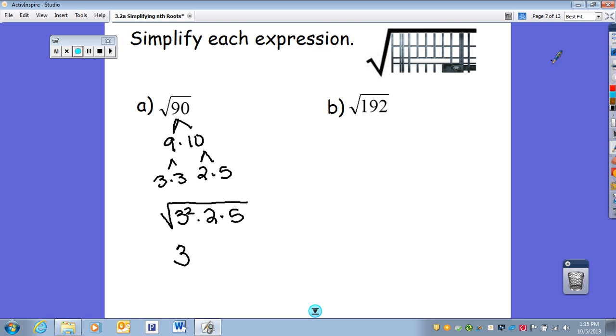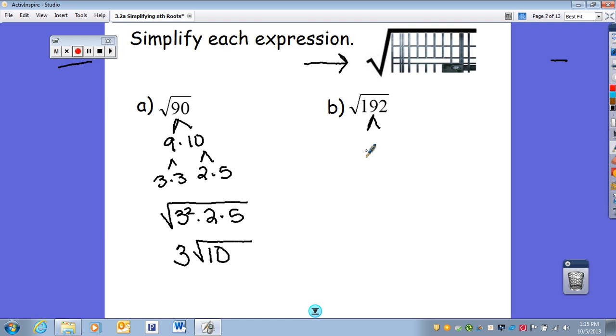Or we can talk about the radical jail and say that if you have a partner, you're able to come out of jail. But the 2 and the 5 do not have any partners, and so they need to stay under the radical, and we see that we are multiplying the 2 together. So our simplified version of the square root of 90 is 3 square roots of 10.